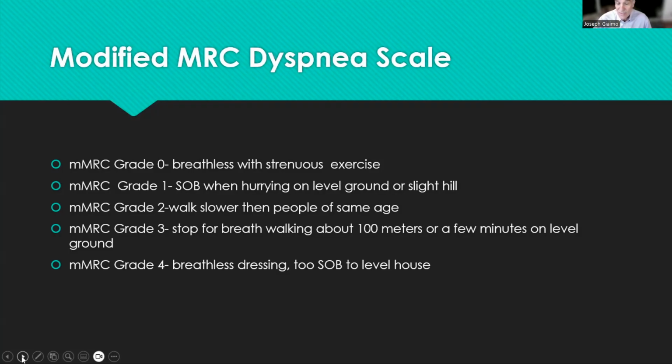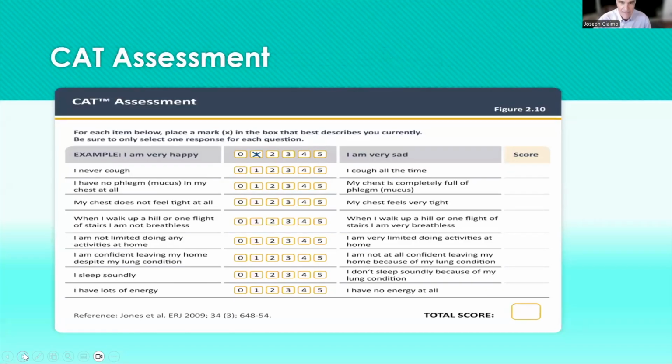So a grade 0 means that they can exercise and walk and do whatever they want without any dyspnea. And 1 is some shortness of breath on a small level hill. 2 is while they're walking with people of their same age. 3 is when they're walking 100 meters. And 4 is they're breathless just dressing. So with that level, that gives you one number. So then we're going to see the next slide, please.